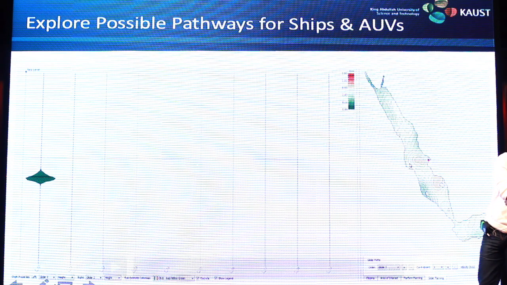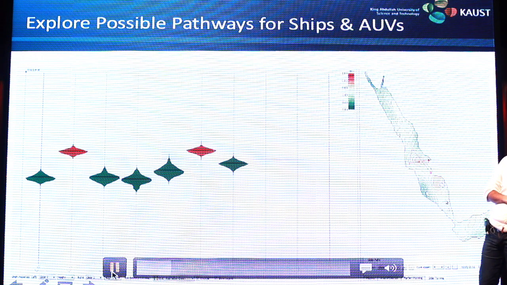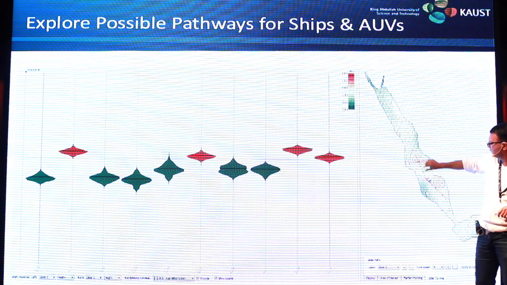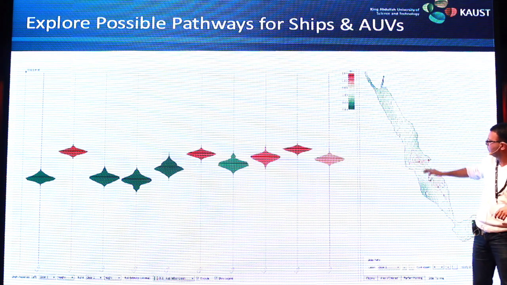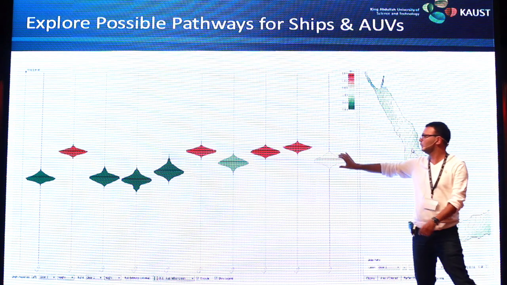This is the last example. If you want to, for instance, look at the pathways for ships or AUVs, basically what you're doing here, just by moving these nodal points, you're seeing the time series of any data right away with the uncertainties on top of it, and accordingly, you can decide where to go. So basically, this is what I wanted to show you.